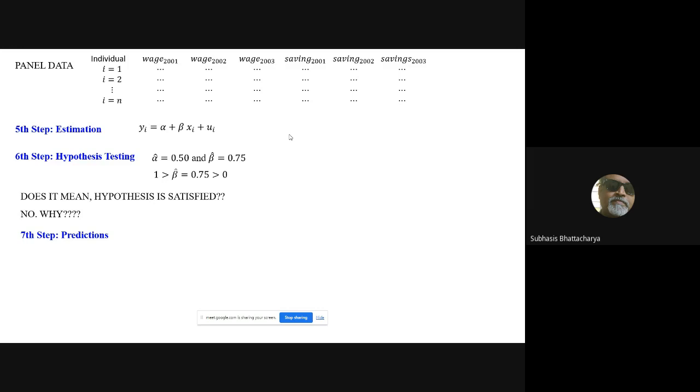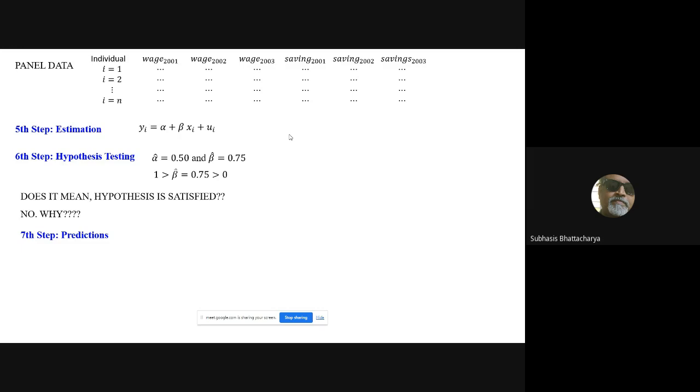Suppose from the data and regression techniques we get alpha hat as 0.5 and beta hat as 0.75. So in our Keynesian consumption function, beta hat is nothing but the MPC, and MPC lies between 0 and 1, so it is okay. Does it mean the hypothesis is satisfied? No. Econometrics gives us something different.